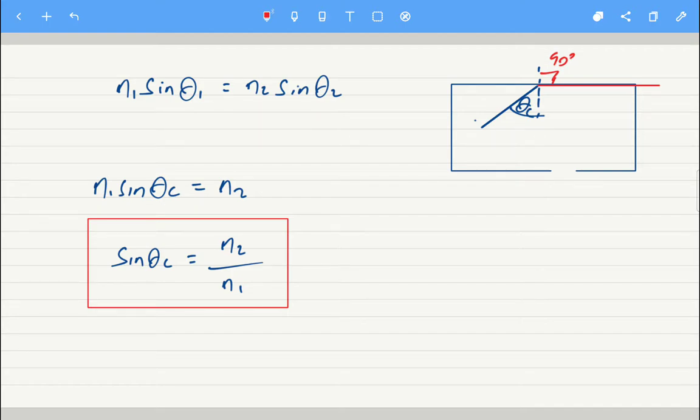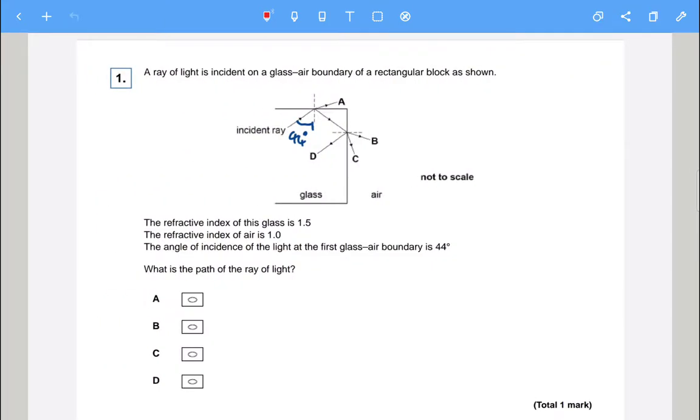So let's go back to the question. Actually before then, you've got to remember that if the angle of incidence is greater than the critical angle, you'll get total internal reflection. And if it's less than the critical angle, less than theta c, it refracts out into the other medium. So you just get refraction. In this instance, the refractive index of the glass is 1.5, the refractive index of air is 1. So what we need to do is establish whether this is greater than or less than the critical angle.